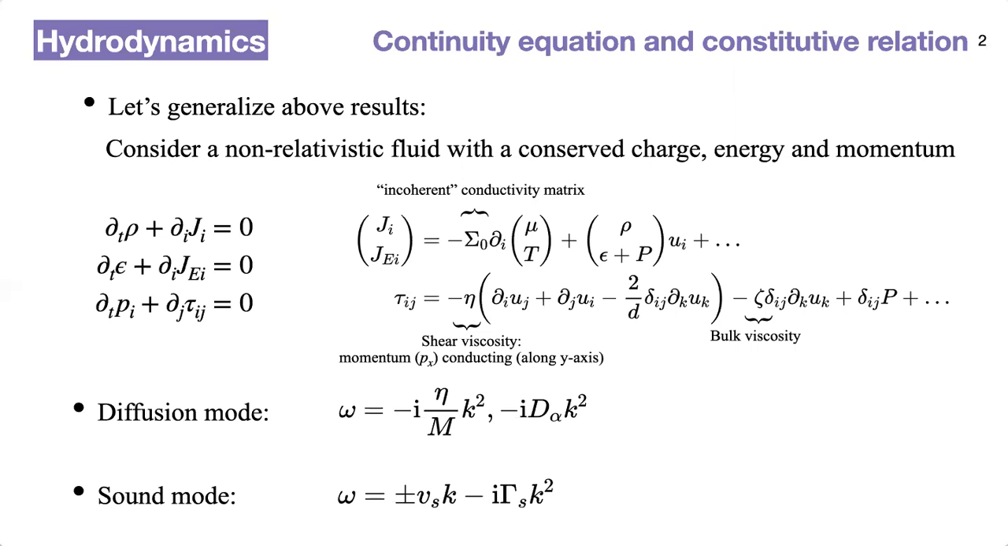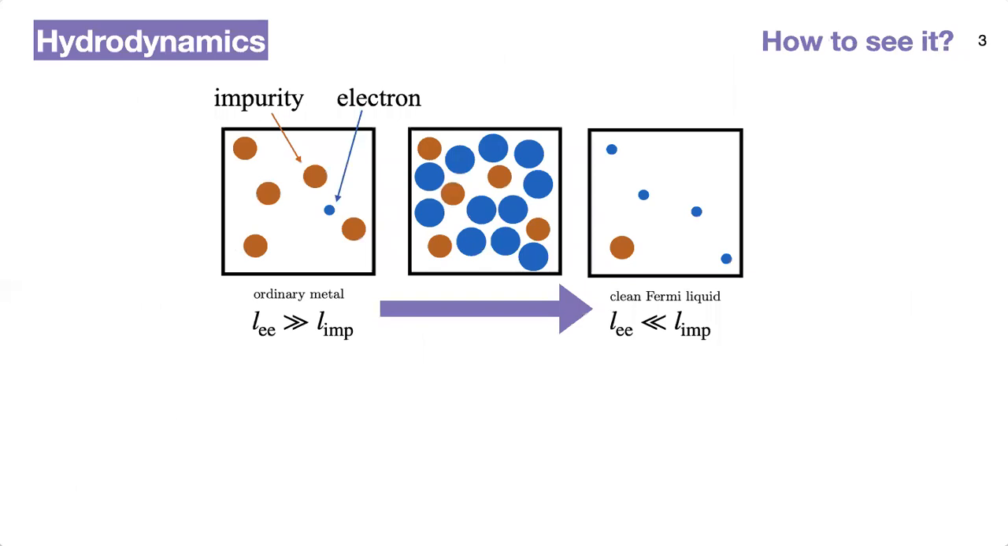So how can we really see this hydrodynamics in real material? Let's first consider ordinary metal. In ordinary metal, we have only a few electrons but many impurities. And in that case, electrons would scatter off the impurities very strongly, which means that the impurity scattering length is much smaller than the electron-electron scattering length. And so the physics underlying this regime is basically the electron-impurity scattering, which relaxes the momentum very strongly.